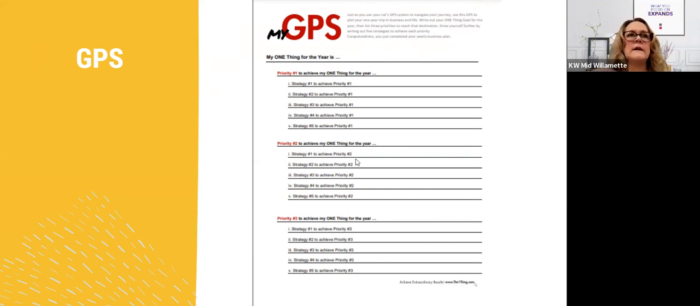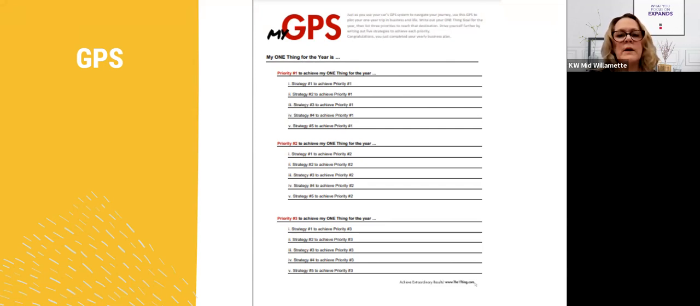So I always say that you have one GPS per goal. Maybe you have a couple of personal goals in your life, and you have a couple of business goals. You want to have one goal per GPS. You don't want to put them all in the same GPS. It gets too hard. So let's say you have a units goal of 36 units you want to sell a year. How many would that be a month? 3. Okay. So on your GPS, you'd say my one thing for the year is to sell 36 units.